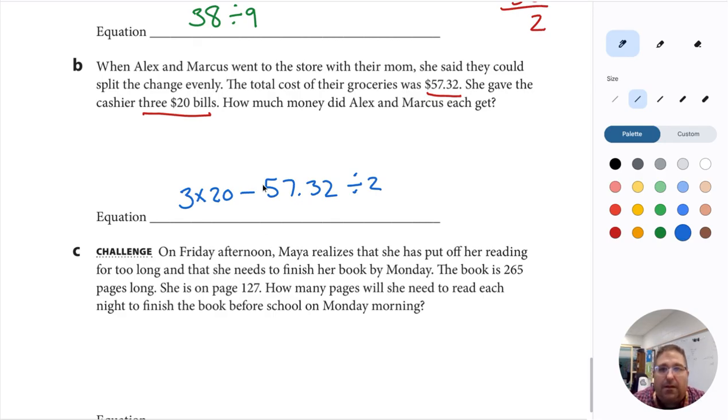Let's just real quick. 3 $20 bills. So my mom gave $60, right? We can kind of start to solve this. Then we have to subtract the $57.32.